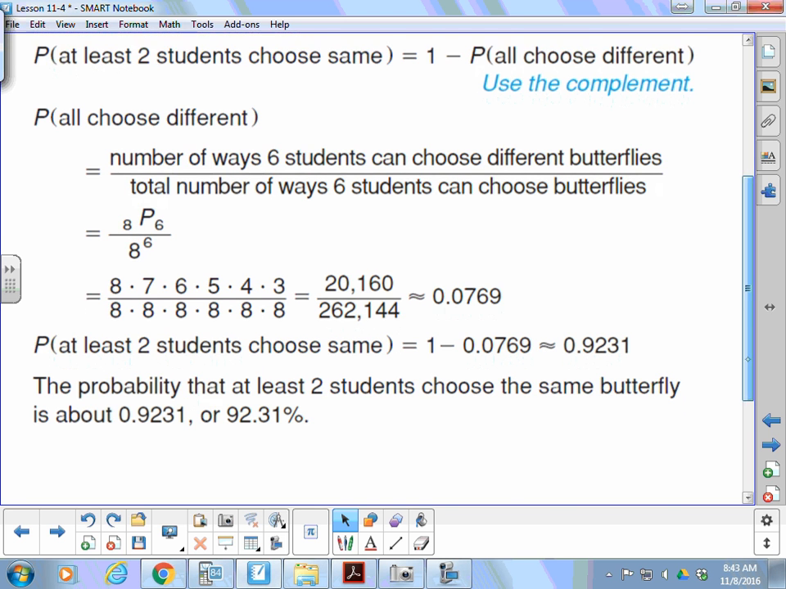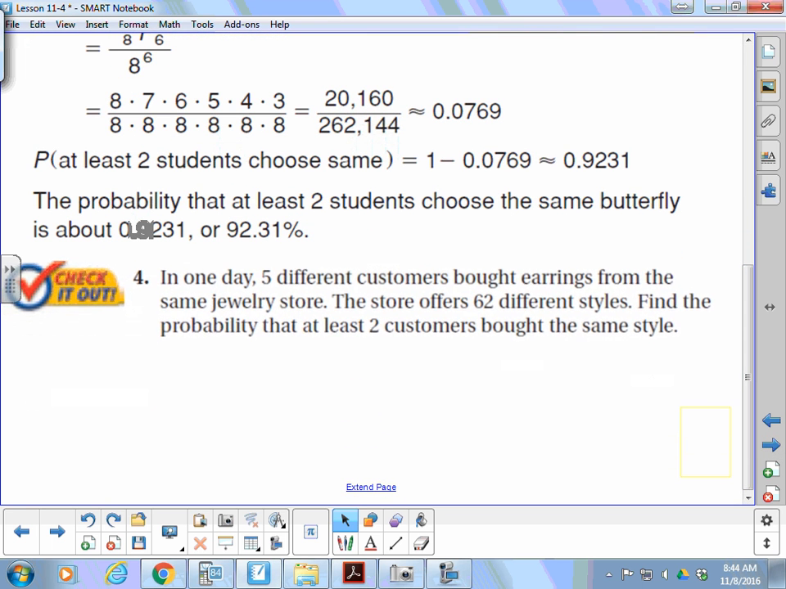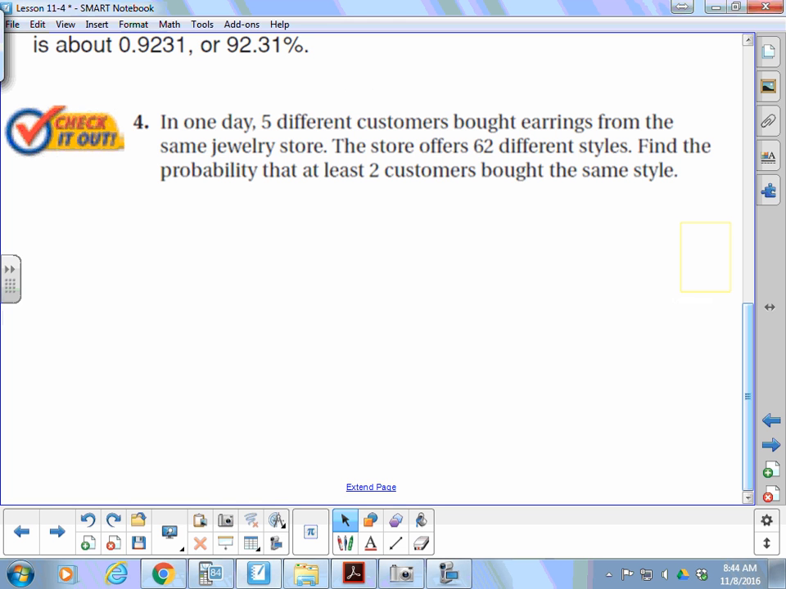All right, so let's look at Check It Out. We'll look at this one together. In one day, 5 different customers bought earrings from the same jewelry store. The store offers 62 different styles. Find the probability that at least 2 customers bought the same style.